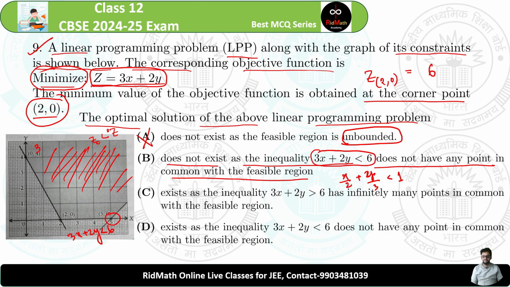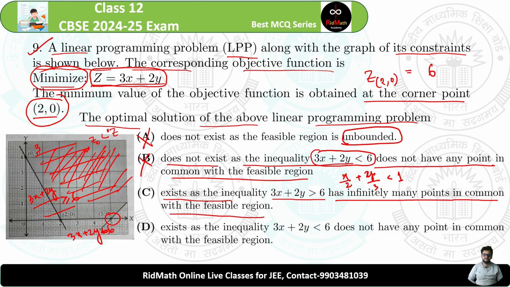This is also incorrect because this is the feasible region, and for this line, the inequality is 3x plus 2y greater than or equal to 6. Option number C: the optimal solution exists as the inequality 3x plus 2y greater than 6 has infinitely many points in common with the feasible region. It obviously has infinitely many points in common, but we don't have to find the maximum. This is the minimum value, so this is also incorrect.